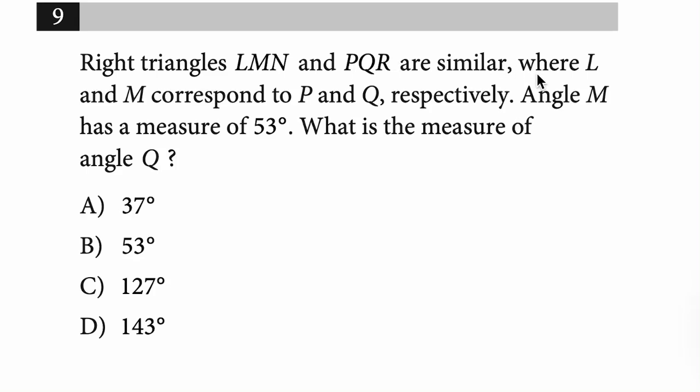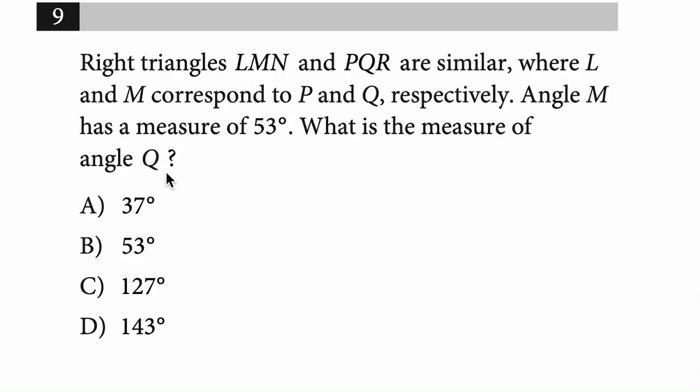Okay, but let's read the question. Where L and M correspond to P and Q respectively. That means L with P and M with Q. Respectively means if it is written in the sequence L and M, then P will go with L and Q will go with M. So angle L is equal to angle P and angle M is equal to angle Q. Angle M has a measure of 53 degrees. What is the measure of angle Q?